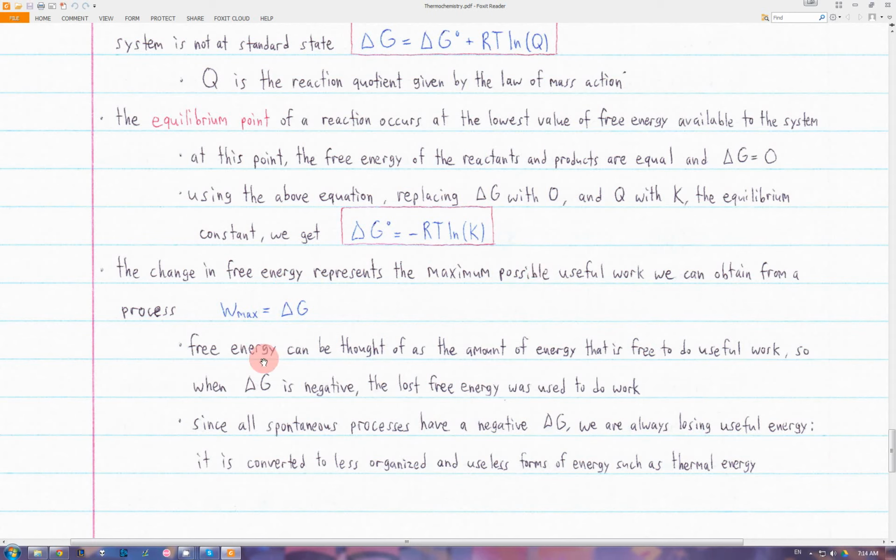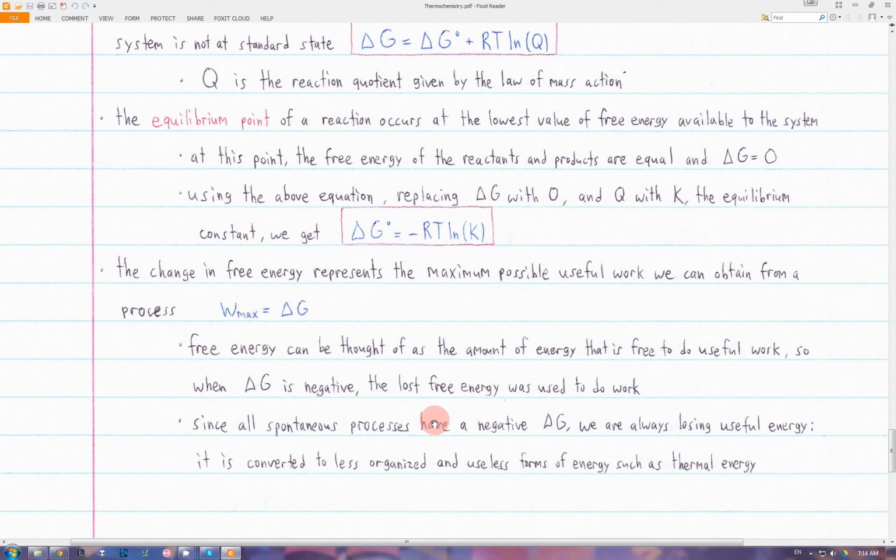So when delta G is negative, that means we're losing this free energy, which means we're losing this energy that's available to do work. So if the delta G is negative, that free energy that we lost was used to do the work. So that's why delta G is equal to the work that we can do from a process.